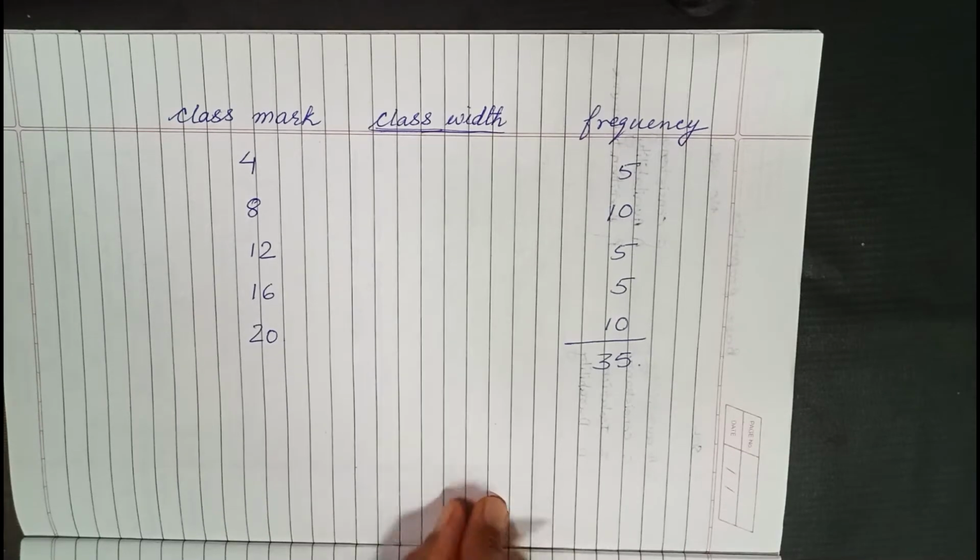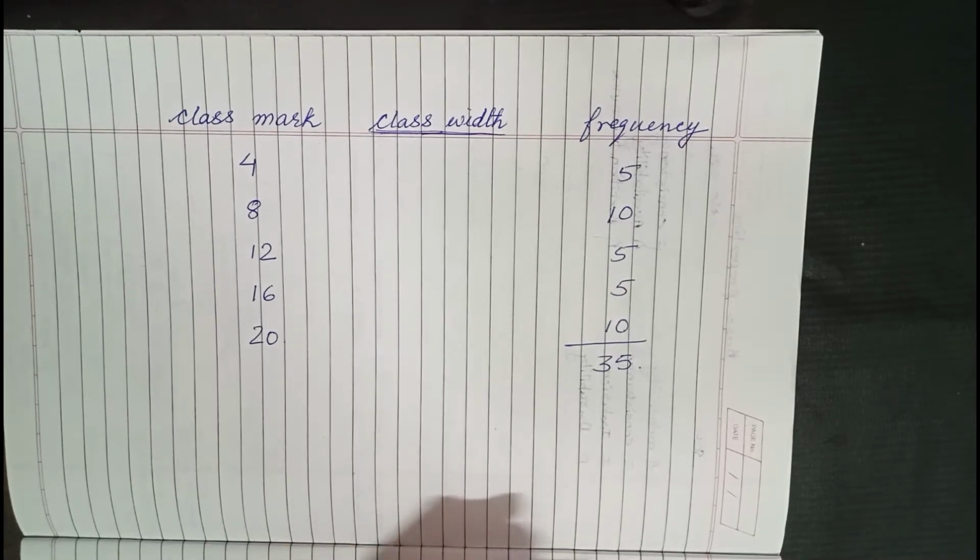Let's continue with our lesson statistics. In the previous video, we had seen what is ungrouped frequency table, grouped frequency table, class width, class mark, lower limit, upper limit, how to put tally marks, and how to make frequency table. Today we will go ahead one step.